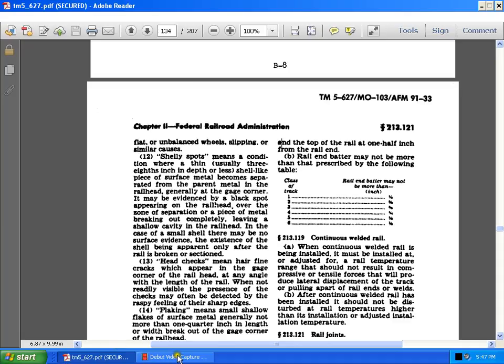Alright, we're stopping at 213, part 4, 121. Alright, sorry. Chapter 2, Federal Railroad Administration.